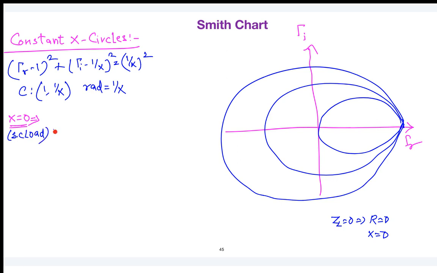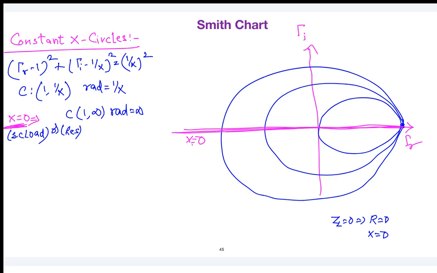Tell me, where is the center located? The center is located at (1, infinity), and the radius is going to be infinity. This is a very, very big circle. I cannot represent it in a Smith chart. So I assume that X equal to 0 is a circle whose radius is the entire real axis. Just for the representation, because it is a very big circle, I take the entire real axis as X equal to 0.